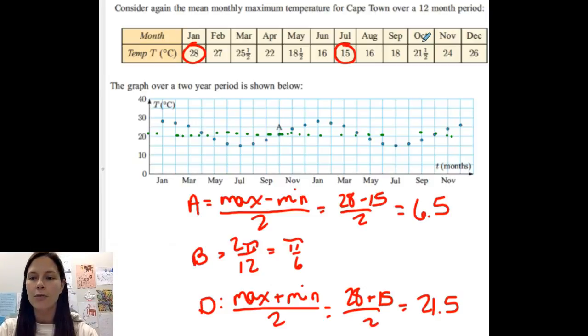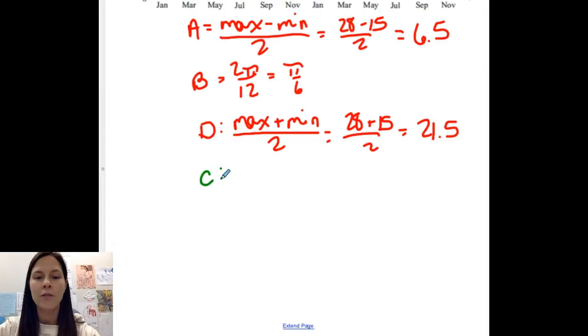When we look through these values, October is exactly that 21.5, that principal axis. That's our 0. That's where the sine function starts. So that gives us our C value. C was a shift of 10 months. Now we can put all of that information together into our sine function.